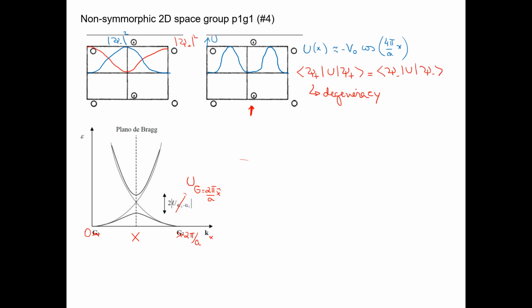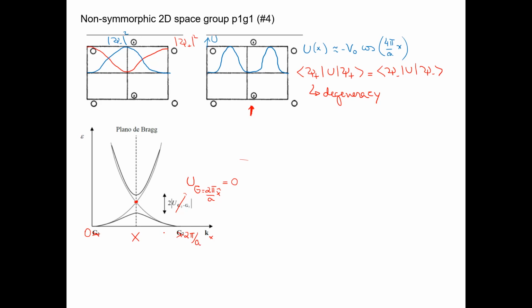So another way to interpret this result is that whenever this is 0, and in some cases this is 0, but whenever this is 0, there is no gap opening. So the bands simply cross. They will just cross here. And there is this degeneracy, the bands sticking together here, which is this degeneracy is not broken.